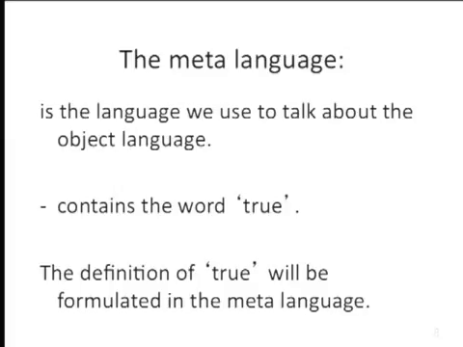Okay. So consider the word true. Is that a term of the object language or the meta-language? It is a term of the meta-language because it's a term that you apply to sentences of the object language. It's a term that you use to talk about the sentences of the language you're studying. Truth is a property that some of those sentences have and that some of those sentences don't have. So true is a word of the meta-language.